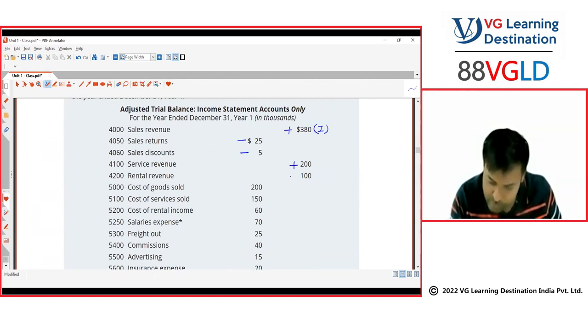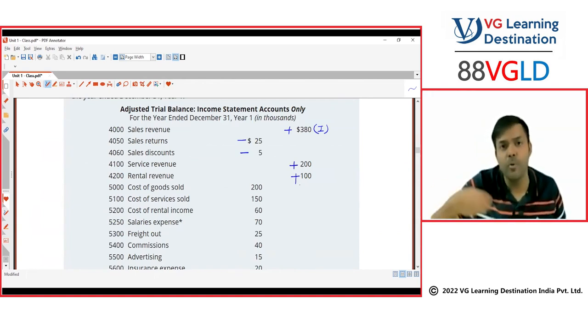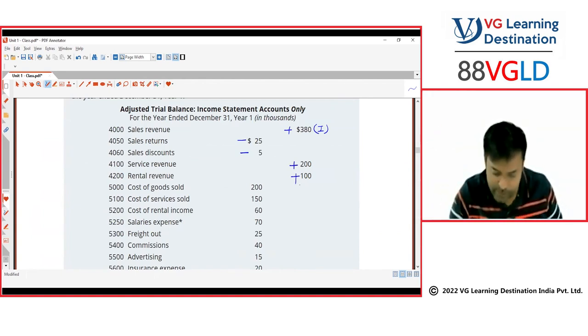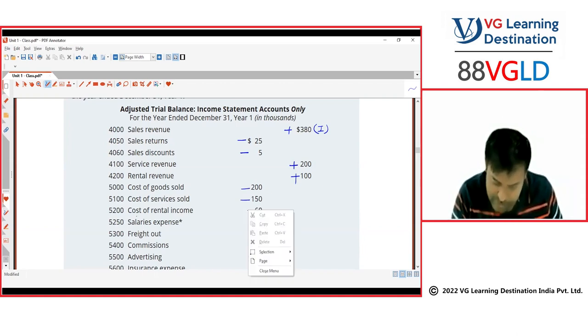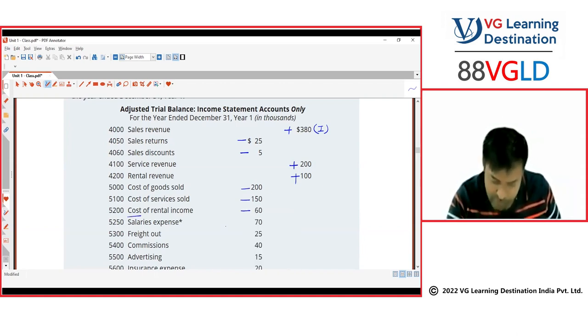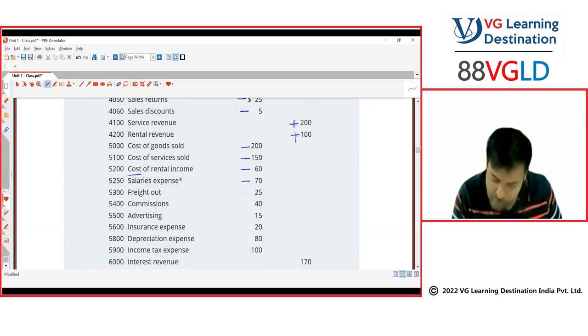Rental revenue, that means you have given your property on rent. It is going to be rental revenue in that case. COGS is going to be reduced. Cost of services sold is going to be reduced. Cost of rental income is going to be reduced in that case. Salary expense is going to be reduced, guys. Freight out is also going to be reduced.